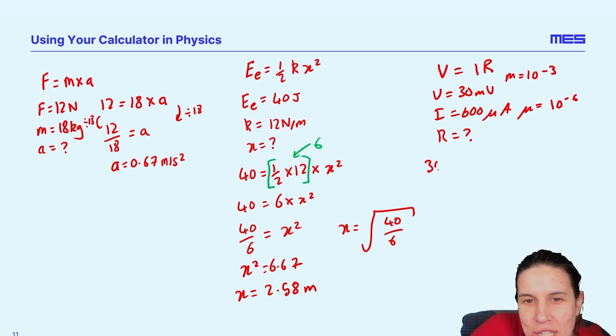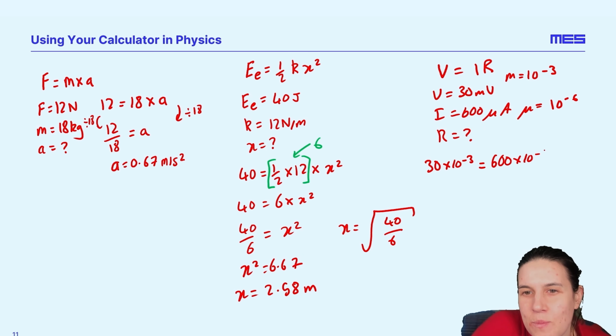So it's going to be 30. And then where it says M for milli, I'm going to replace it with times 10 to the minus 3 is equal to I for current. So it's 600. Where it says micro, I'm going to replace it with times 10 to the minus 6.